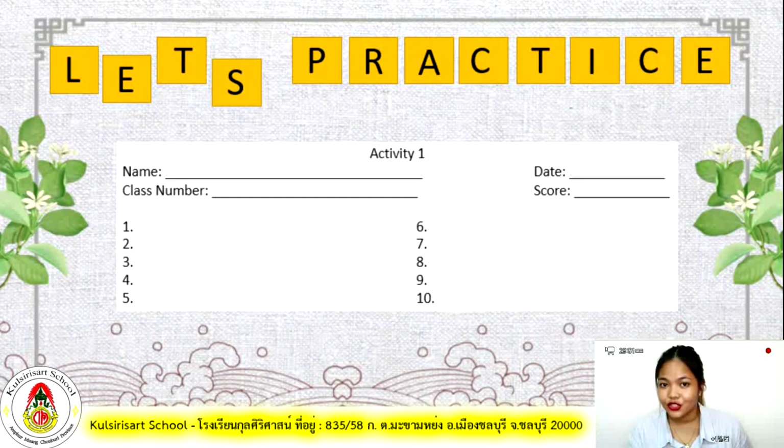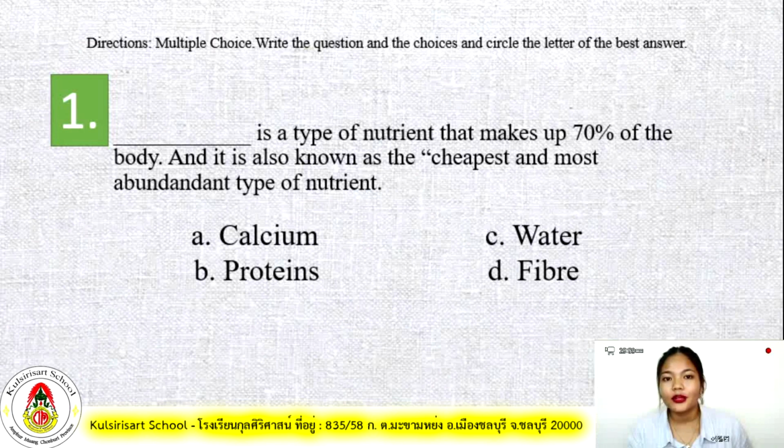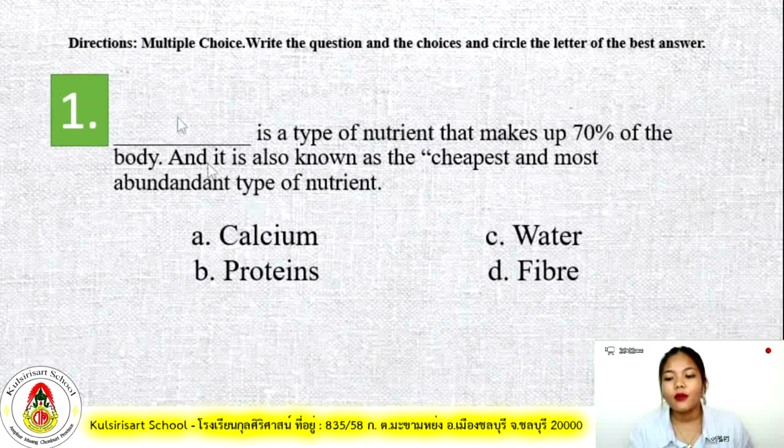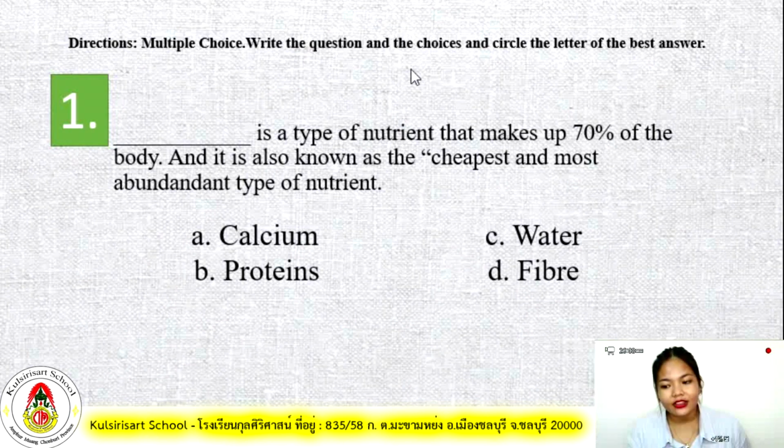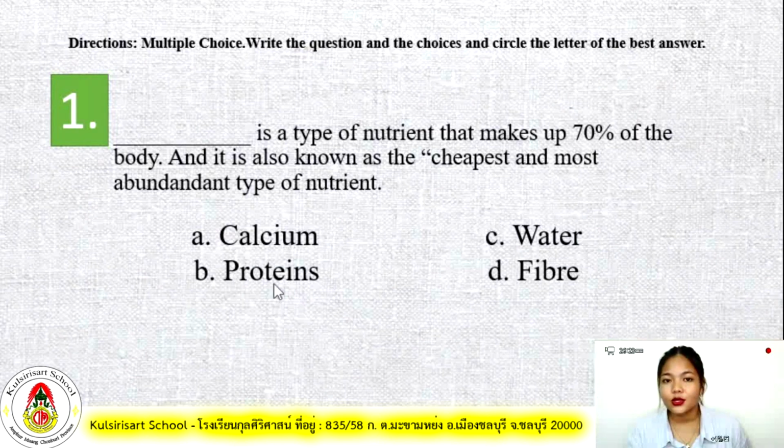Are you all ready? Do you already have your yellow books with you? If yes, then let's proceed. For numbers 1 to 6, we have here direction, multiple choice. Write the question and the choices. Circle the letter of the best answer. Again, multiple choice. Write the question and the choices and circle the letter of the correct answer. You must write the choices as well so we can know. I only want to see a circle there. I don't want you to put X or anything.